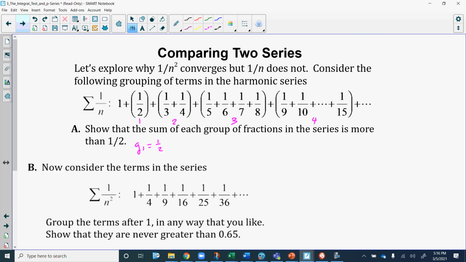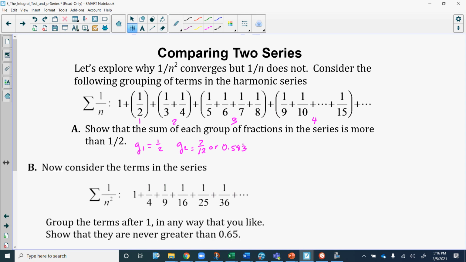So we're looking for each one, show that the sum of each group of fractions in the series is more than 1/2. And I think that is really meant to be looking at the groups after the second term. But let's take a look at group 2. So group 2 in this case, if I say 1/3 plus 1/4, that is going to be 7/12. Or as a decimal, that would be 0.583. I have such a hard time writing threes for some reason.